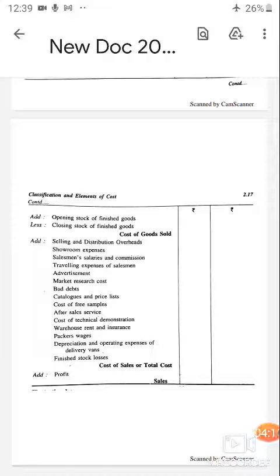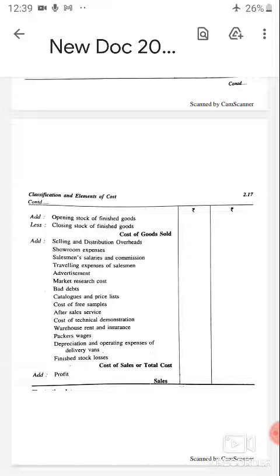When we add opening stock of finished goods and less closing stock of finished goods in cost of production, we will obtain cost of goods sold. Then we add selling and distribution overheads in cost of goods sold.